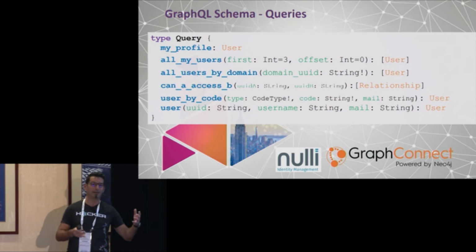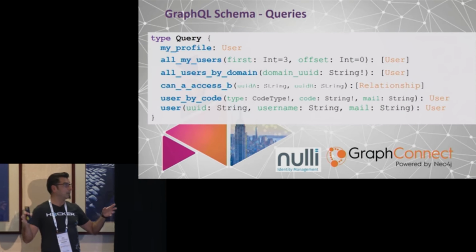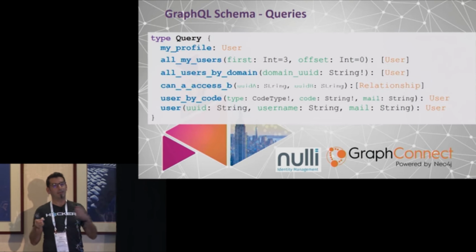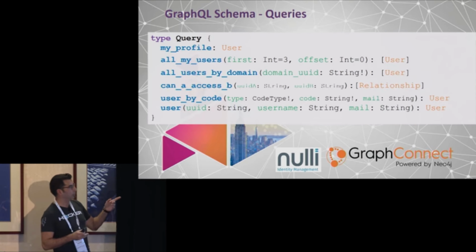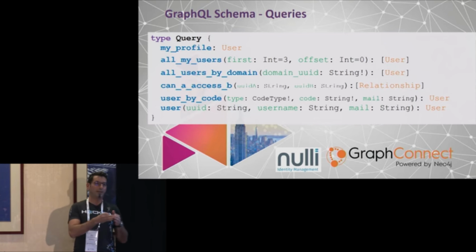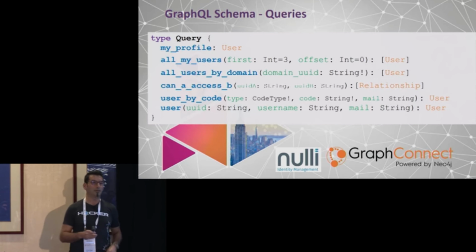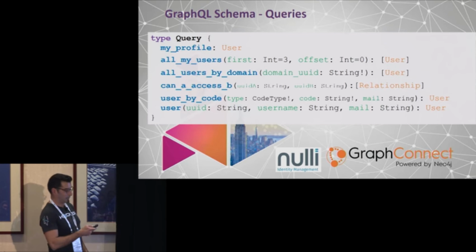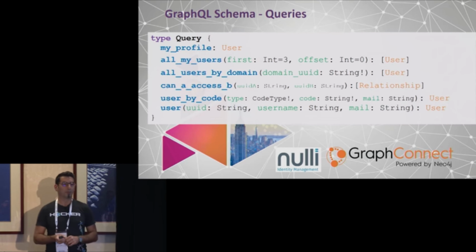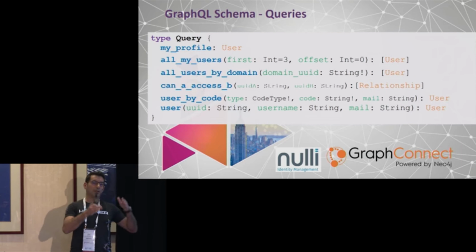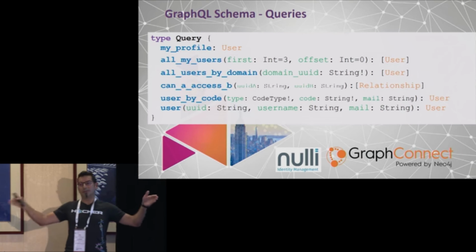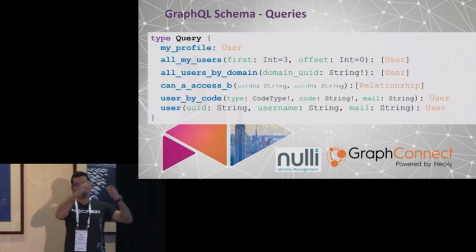So if you have A being an identity and B a resource, you want to check if A can access B. Basically, what we're doing in the back end there is finding the path between A and B, and if that path exists, then we grant access. So for that, of course, we need the UIDs of A and B, and it returns an array of relationships. That's because more often than not, A and B are basically separated by several relationships. So we really need a path.